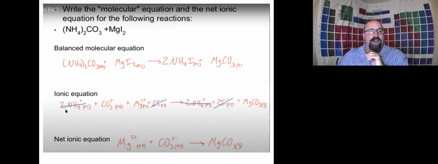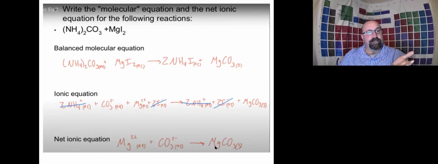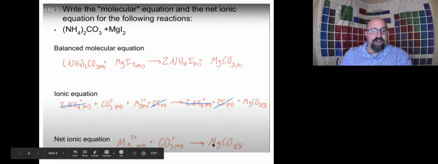From there, we come up with our ionic equation, separating out all of our ions. And so 2 NH4 pluses plus 1 CO3 2 minus, a magnesium 2 plus and 2 I minuses. And then on our product side, 2 NH4 pluses and 2 I minuses, plus our magnesium carbonate, which is together as a solid as determined by our solubility rules. Then we crossed out any of the spectator ions, anything that remains aqueous on both sides of our equation. And then we were just left with our magnesium plus our carbonate forms our MgCO3. And there's our net ionic equation for this reaction.